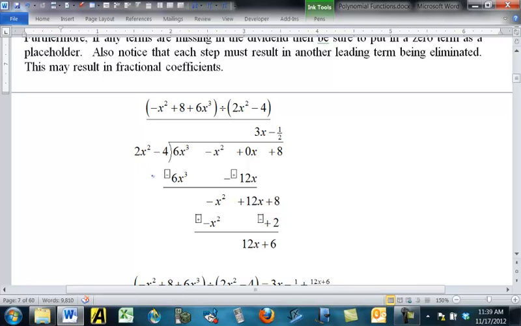And this one is in decreasing order. So 6x cubed divided by x squared. X cubed divided by x squared is x, so I'm going to line that over the x's, which is why I need a spot there. And 6 divided by 2 is 3.